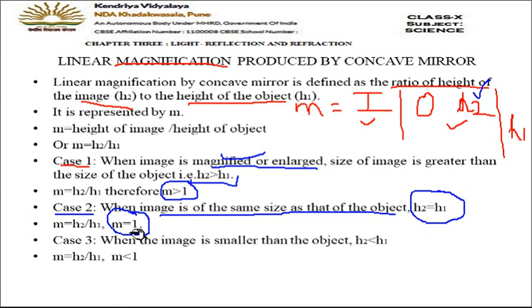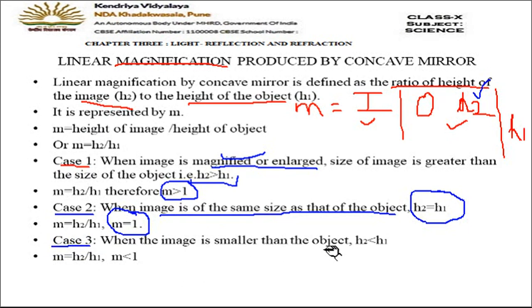Fine. So if in numericals your value of m comes to 1, that means the size of the object is the same as the size of the image. Okay, the size of the image is equal to the size of the object. Okay, you can use the word height also or you can use the word size also. Both are the same. Now, let us study case number 3.